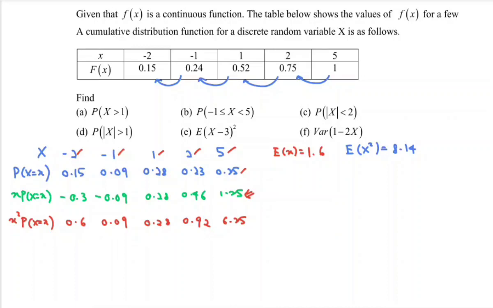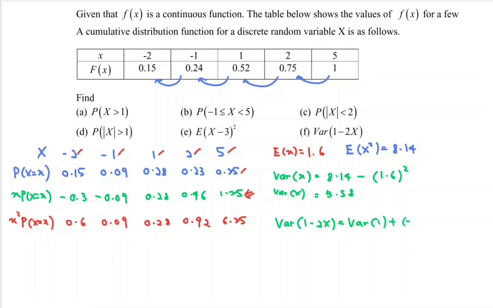Next, we have to find the variance. So the formula would be 8.14 minus 1.6 to the power of 2. By referring to the situation, we have variance of x equal to 5.58. Variance of 1 minus 2x is variance of 1 plus negative 2 squared multiplied with the variance of x. Variance of 1 is 0, so we have 4 multiplied with 5.58. So the variance of 1 minus 2x will be equal to 22.3.